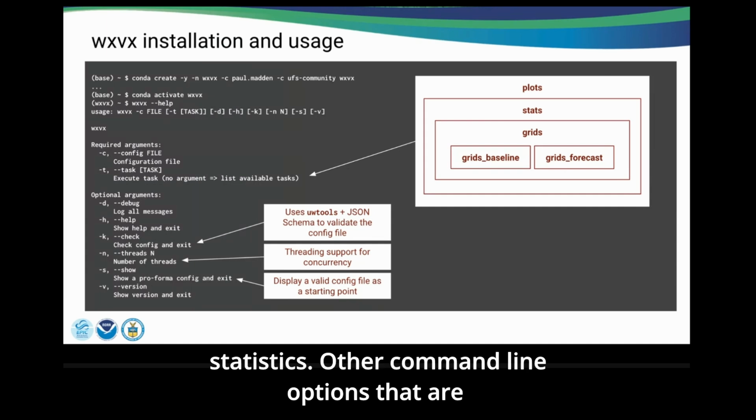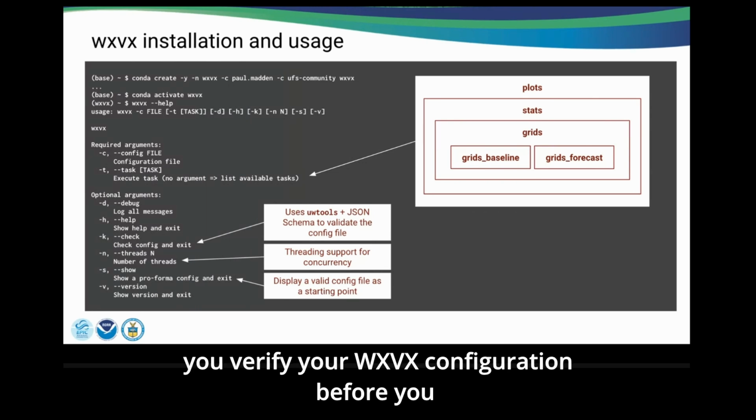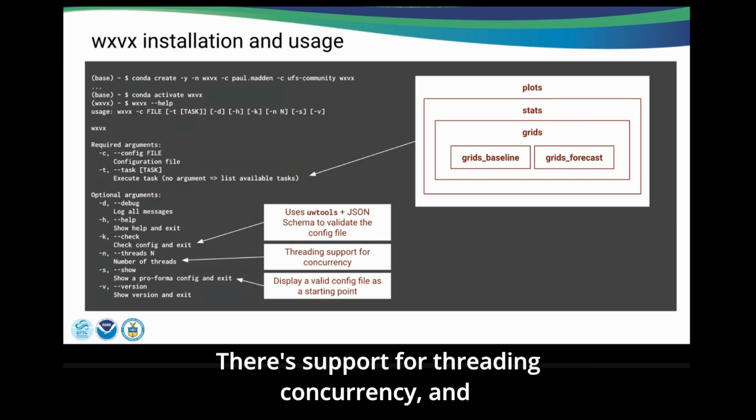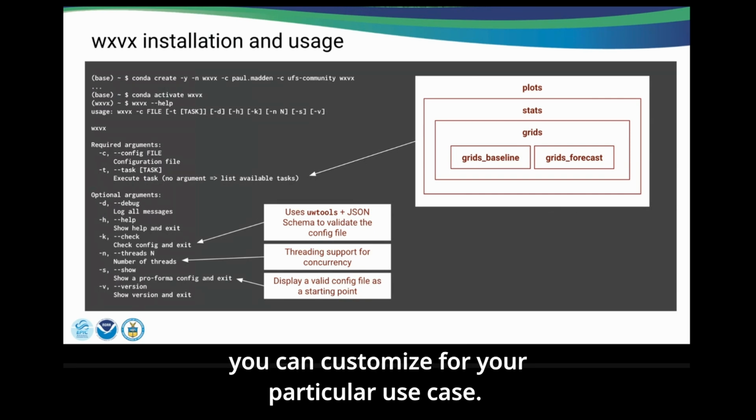Other command line options that are maybe of interest are check, which lets you verify your WXVX configuration before you run it and can point out configuration problems. There's support for threading concurrency, and you can ask it to show you a valid config file that you can then customize for your particular use case.